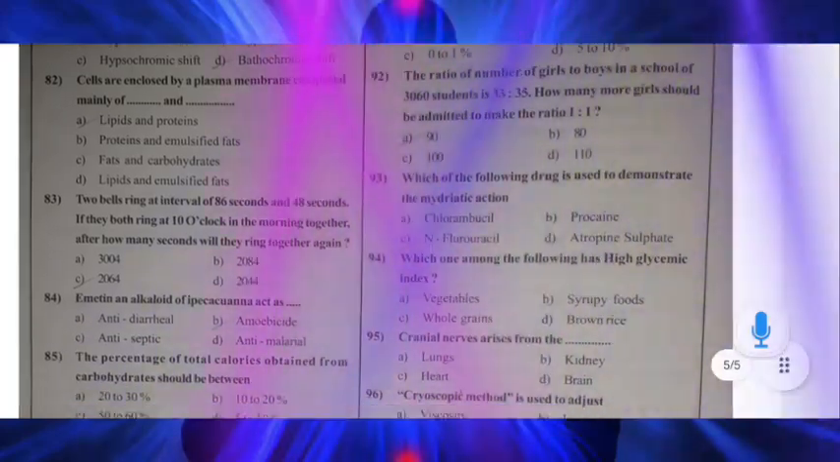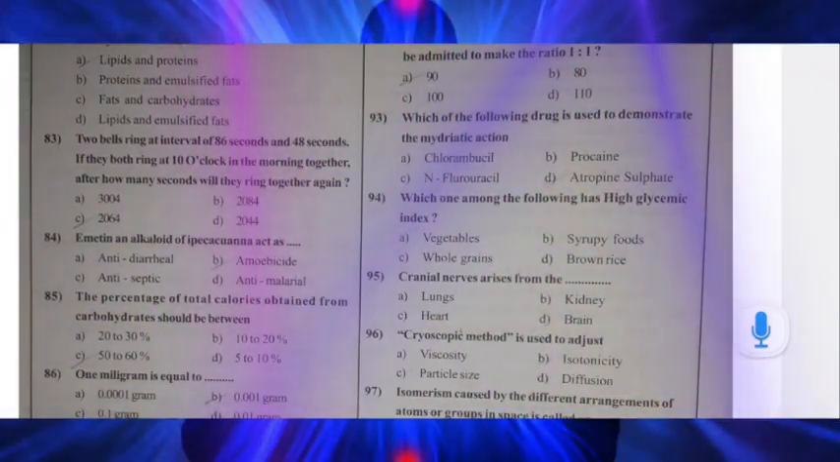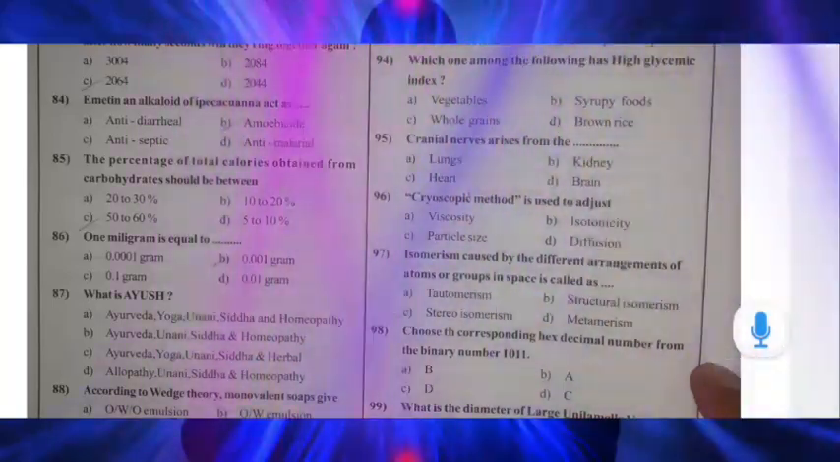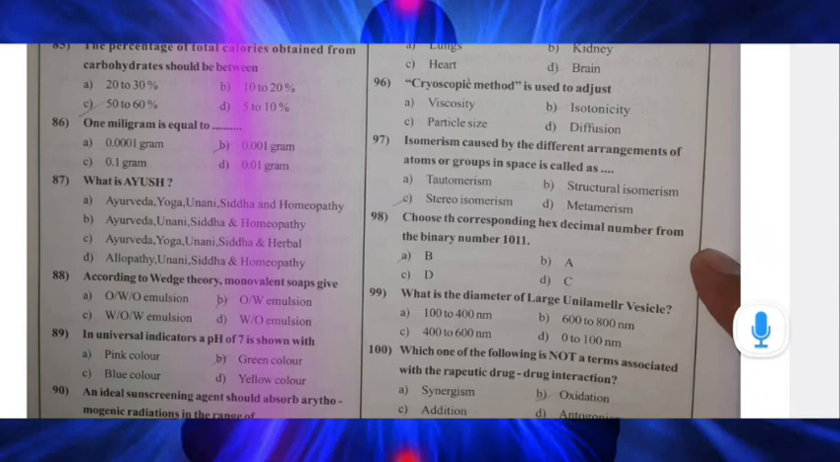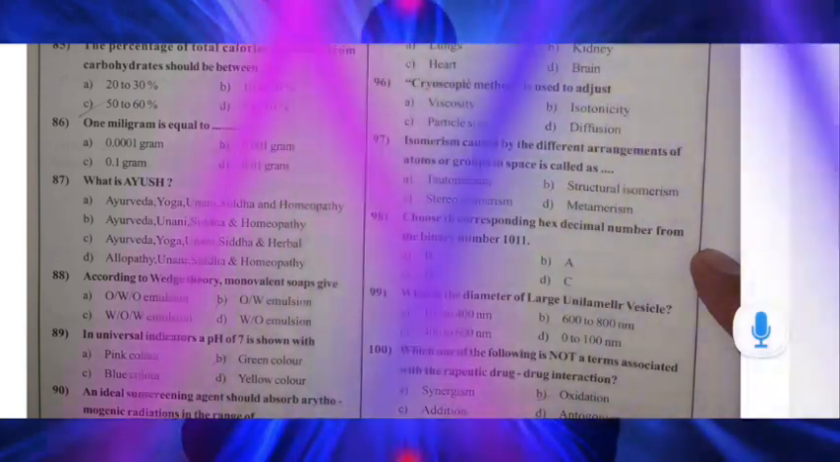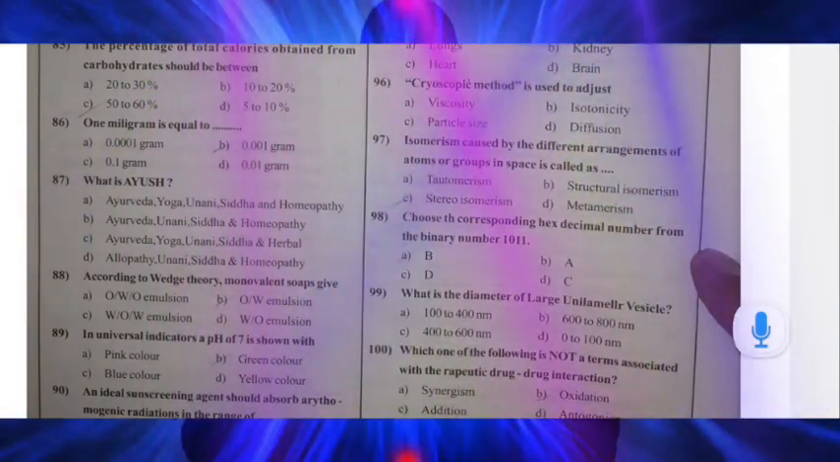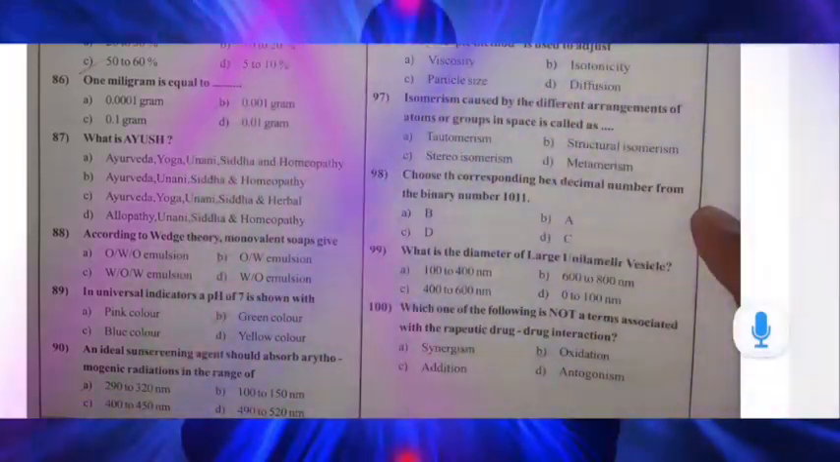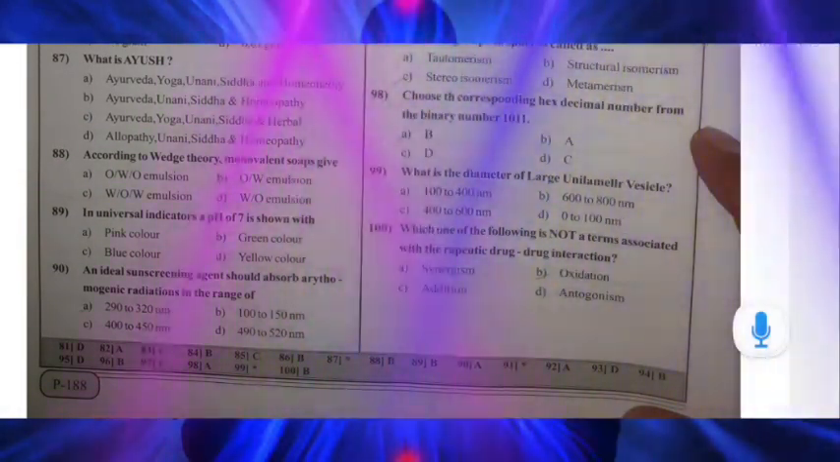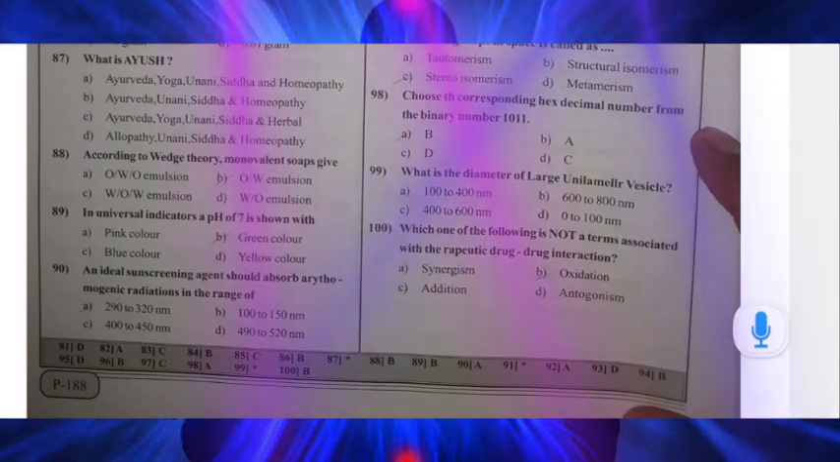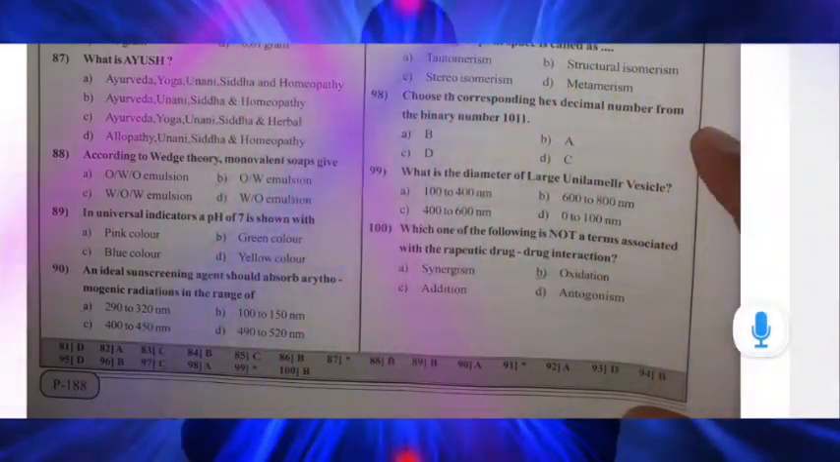Sugar syrup foods. Cranial nerves arise from the brain. Cryoscopic method is used to adjust isotonicity. Isomerism caused by a different arrangement of atoms or groups in space is called stereoisomerism. Choose the corresponding hexadecimal number for the binary number 1011B. What is the diameter of a large unilamellar vesicle? Answer of this question is not given. Which one of the following is not a term associated with therapeutic drug interaction? Oxidation. 100 questions are completed now.